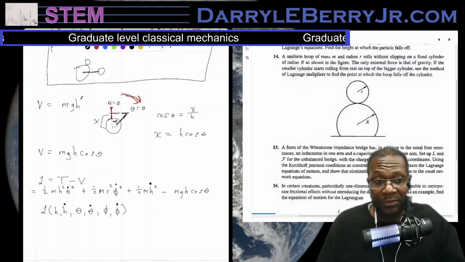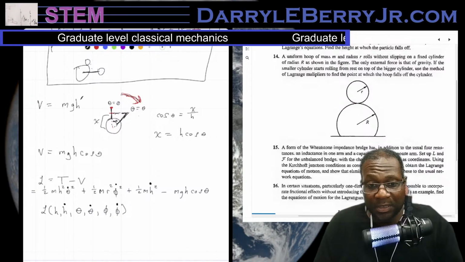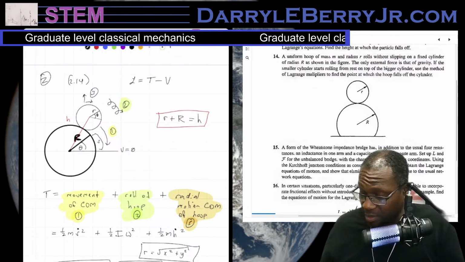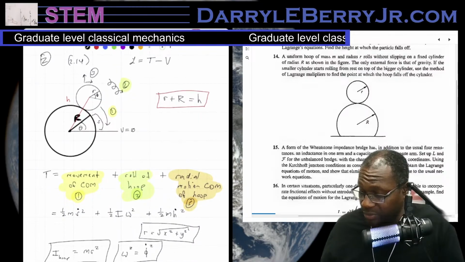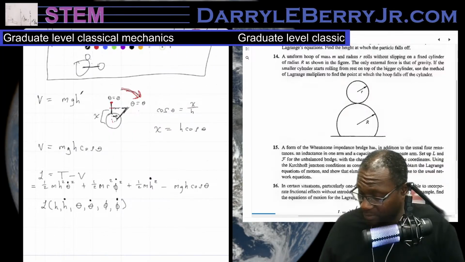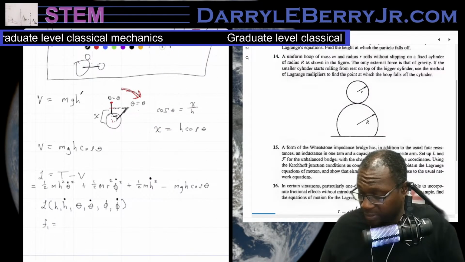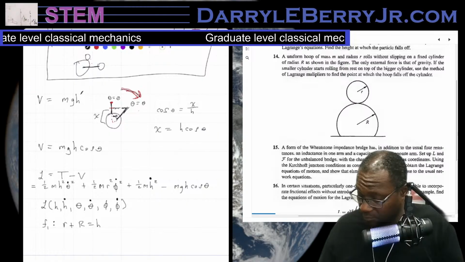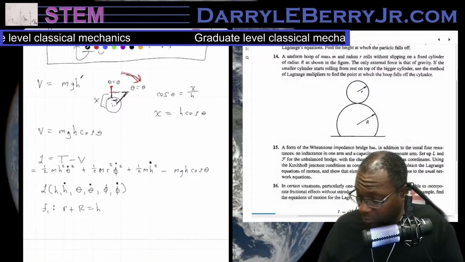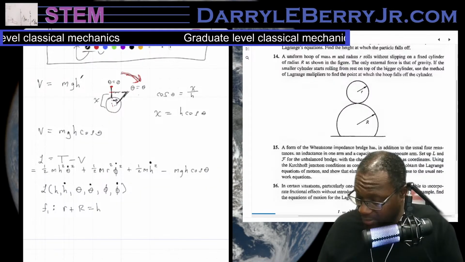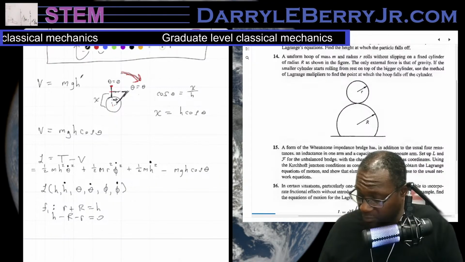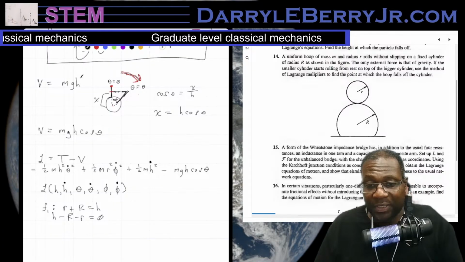Another thing we need to do, it said that we're using multipliers. So I need to have some equations of constraint. So we already noted one constraint, that little r plus big R equals h. That's not going to change until it separates. So we'll call the first equation of constraint r plus R equals h. And it has to be in the form of equals 0 to work. So we have h minus r minus R equals 0.